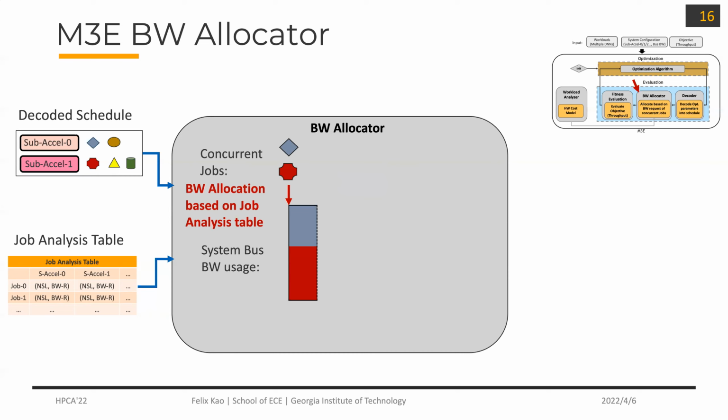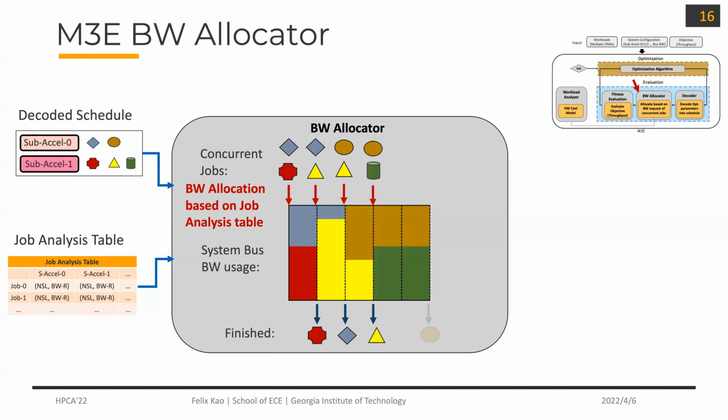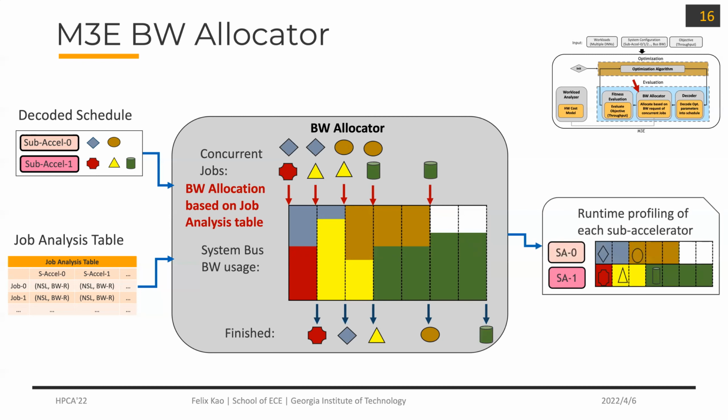Then the M3E simulator will run the two jobs until either of them finishes. At this point, the bandwidth allocator will fetch the next job, assigning it to sub-accelerator 1, which is idle now, and allocate the bandwidth and run it until one of them finishes, and the process goes on. Finally, the bandwidth allocator will generate a runtime profile of each sub-accelerator, which goes into the fitness evaluation.